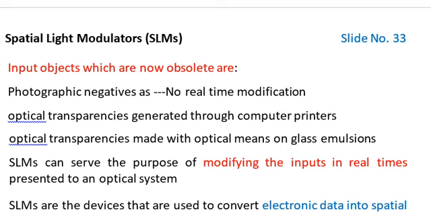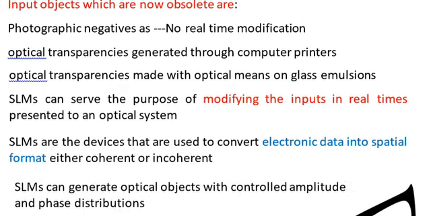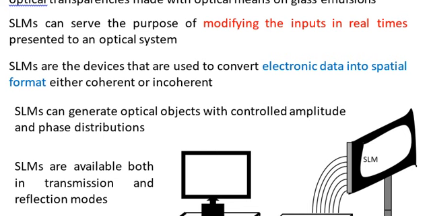Now, optical transparencies made with optical means on glass emulsions. This is another method in which the optical transparencies are generated using optical means. Again, this method is limited in the sense that no real-time modifications can be made. Now SLMs are very useful. SLMs can serve the purpose of modifying, in real time, the inputs presented to an optical system.